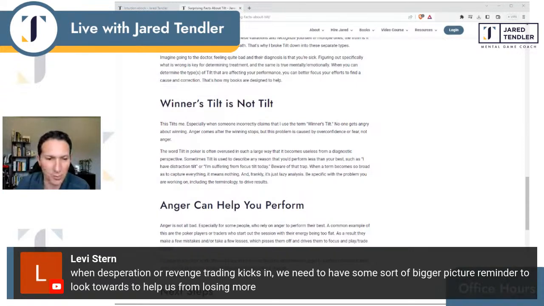When desperation or revenge kicks in, we need to have some sort of bigger picture reminder to look towards to help us from losing more. So yes, but I don't know that that's the only thing here. With a lot of these issues, and with a lot of these causes or types of tilt, you have to better understand the causality. What's sparking that revenge? The revenge could be a feeling like you're not getting what you deserve. So there's a little bit of injustice in there. You see other players winning more or other traders making more, and you feel this sense like you have to get yours.